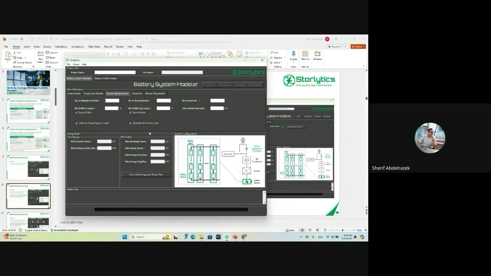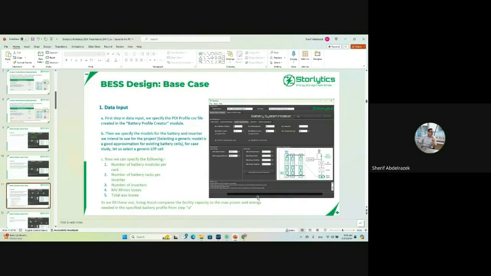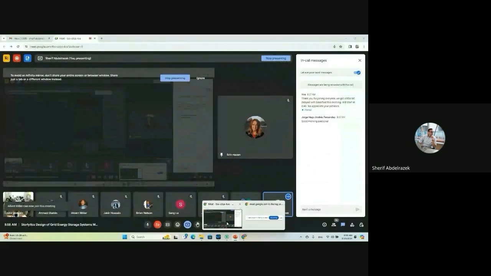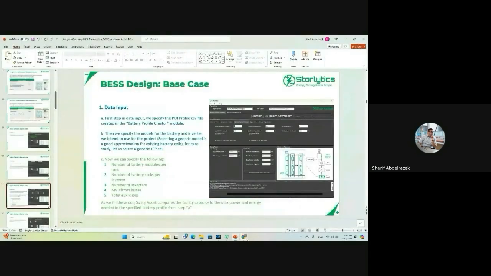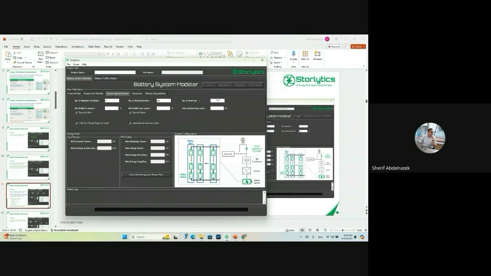All right. System specifications. Now this is where we get into system sizing, right? So here we're going to put 4 modules in series per rack and 26 racks per inverter. And as we're doing this, you can click here, calculate energy and power requirement.